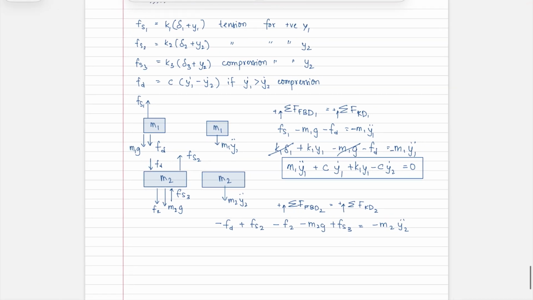So now if I substitute the values, I have minus C times Y1 dot minus Y2 dot plus Fs2 being K2 times delta plus Y2 minus F2, well, this is Fs2. No, F2 is the external force. So F2 of T minus M2G plus Fs3 being K3 times delta 3 plus Y2. I'm going to set this equal to 0, and I'm going to put M2 Y2 double dot on the left hand side.